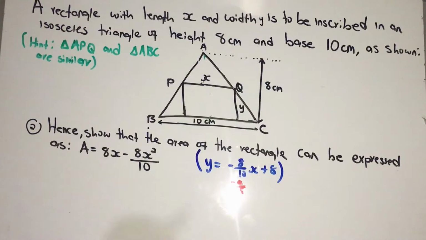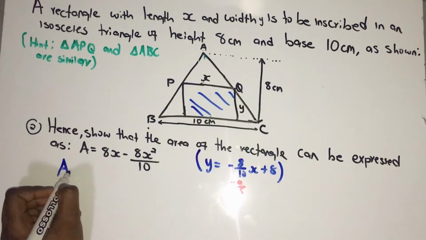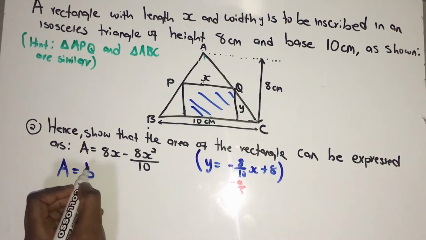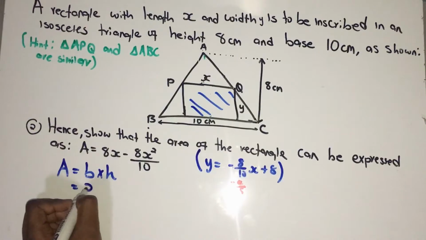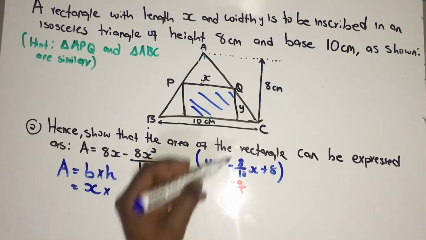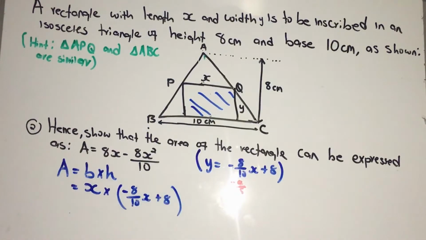Okay, so now we need to show that the area of this rectangle can be expressed as what they show us here. But we know area for any rectangular figure is the breadth times height of that rectangle. So in this case, we can take our breadth to be x, and then multiply by our height, which we found to be minus 8 over 10x plus 8. So when you have that, now you can further simplify this. You can multiply throughout, you're getting minus 8 over 10x squared plus 8x. So that's what you had to do for this question.